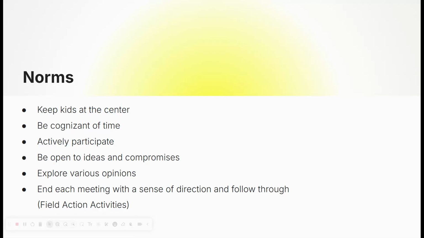Not everyone is going to get their way when we do group work and when we're deciding on things as a collective group. So it's important that we are able to communicate and listen to each other. At the end of each meeting, we are going to do a wrap-up to make sure that we all know where we're going, and if there is a field action activity, that we know what that is, and that we have a clear sense of purpose when we end the meeting.